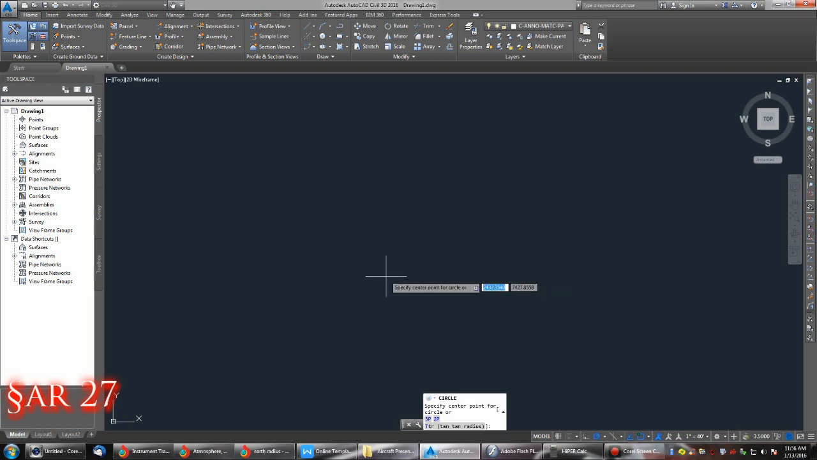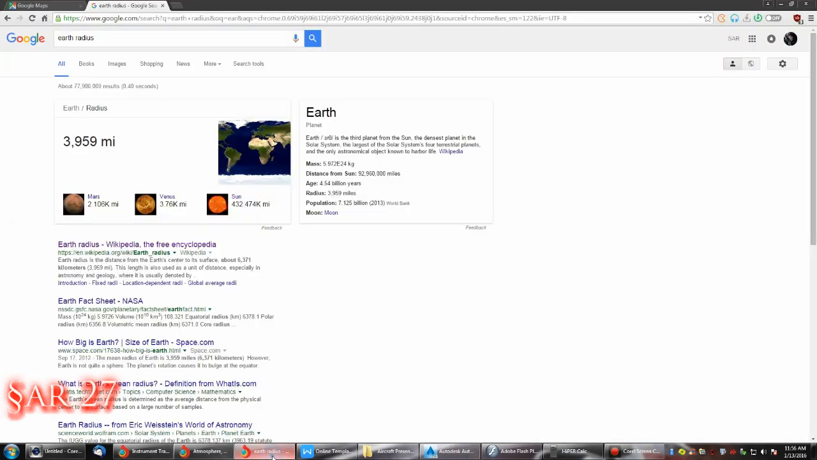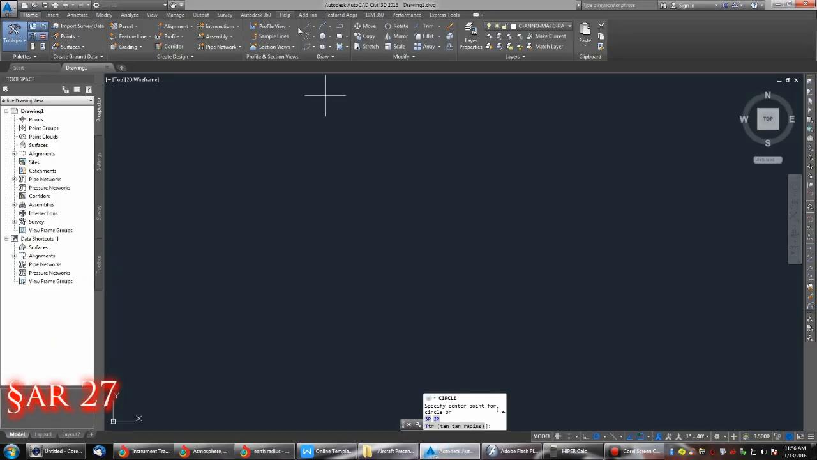Now, let's go back to the Earth radius, verifying that with Google and NASA information that it is 3,959 miles. So let's go over here and make an Earth with a radius of 3959. Zoom out because the thing is pretty huge. There we go. Took a while.